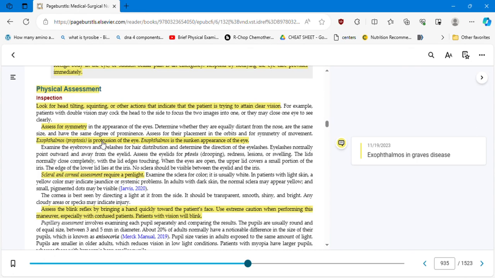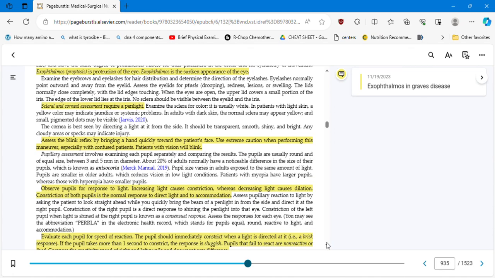Exophthalmos, or proptosis, is protrusion of the eye, and this is happening in Graves' disease, a disease of the thyroid. Enophthalmos is the sunken appearance of the eye. Scleral and corneal assessment require a penlight. Assess the blink reflex by bringing a hand quickly toward the patient's face. Use extreme caution when performing this maneuver, especially with a confused patient. A patient with vision will blink.